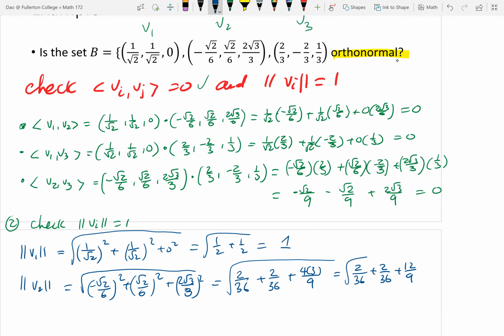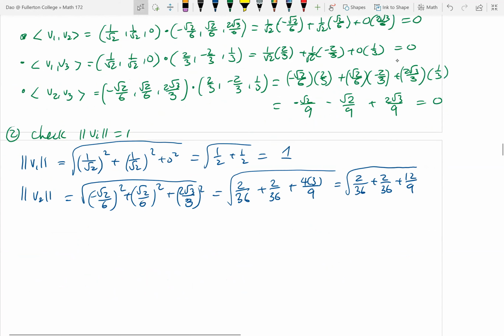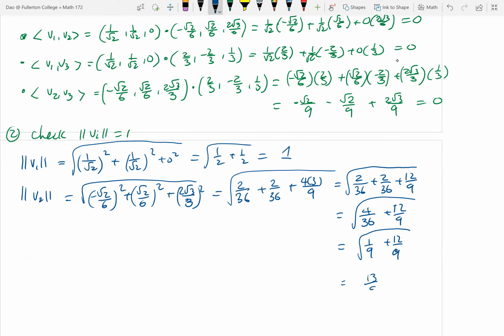So now you're going to get the common denominator. We get 4 over 36 plus 12 over 9. That's the same thing, divide by 4 for the first one, you get 1 over 9 plus 12 over 9. So that's 13 over 9. So this doesn't equal 1.